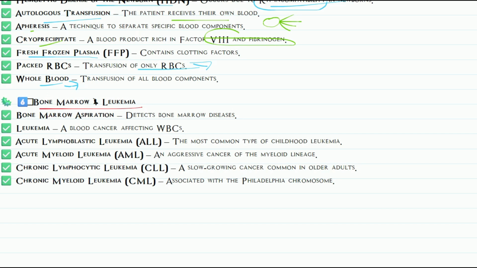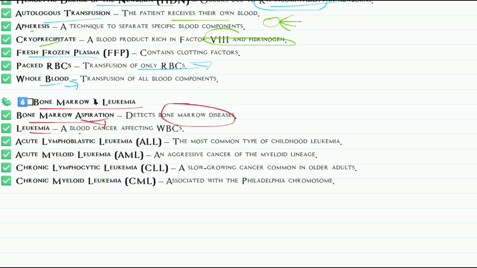So let's talk about the bone marrow. Bone marrow aspiration detects bone marrow disease. There are two types of bone marrow testing: first, aspiration, and second, biopsy. So we aspirate the liquid or we take a part of the tissue. Both are different things, right?